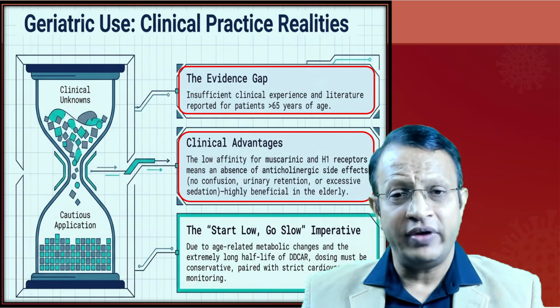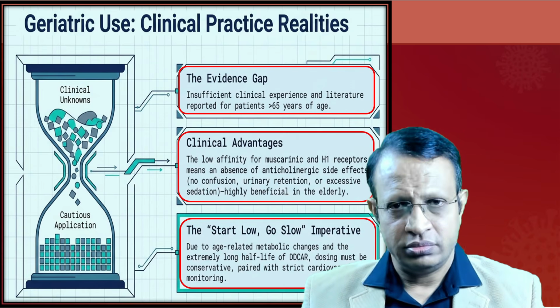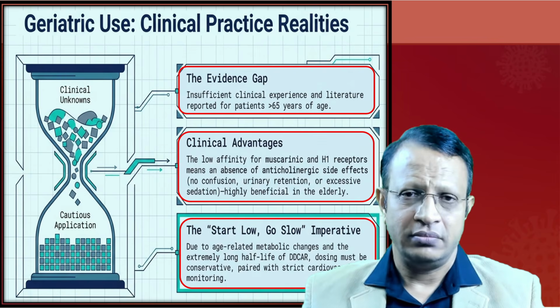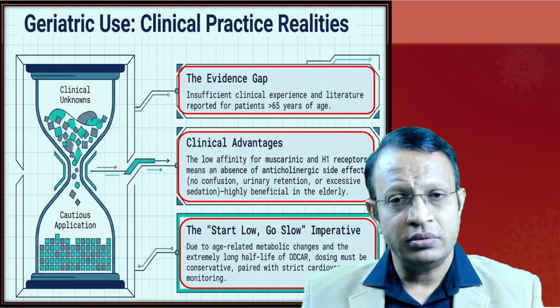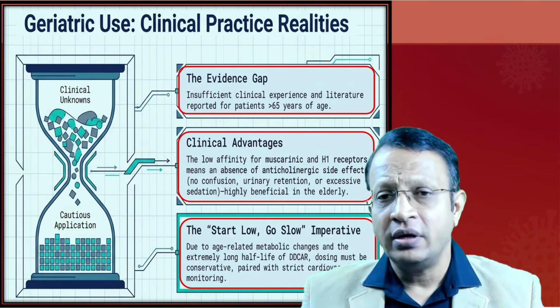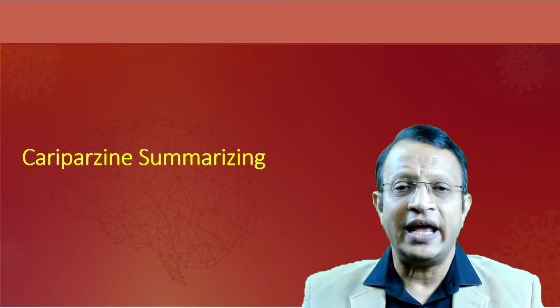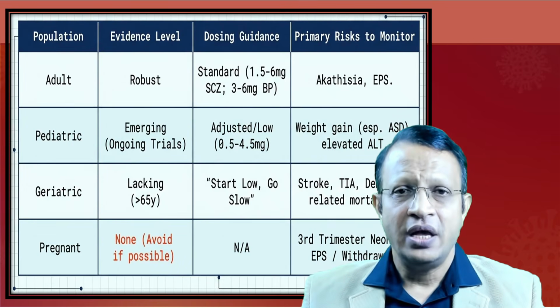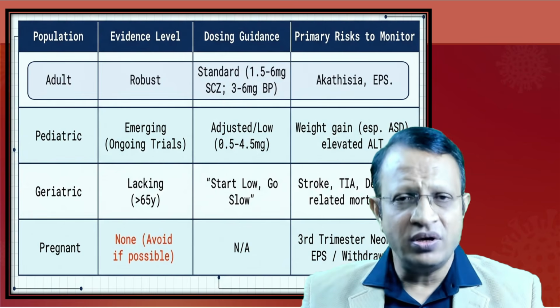However, if you want to give cariprazine, start low, go slow. Start low means start less than 0.5 milligram and go slow. Go slow means increase very slowly if it is required. Otherwise, avoid cariprazine. To summarize cariprazine, my dear friends, the evidence level for adult is robust.